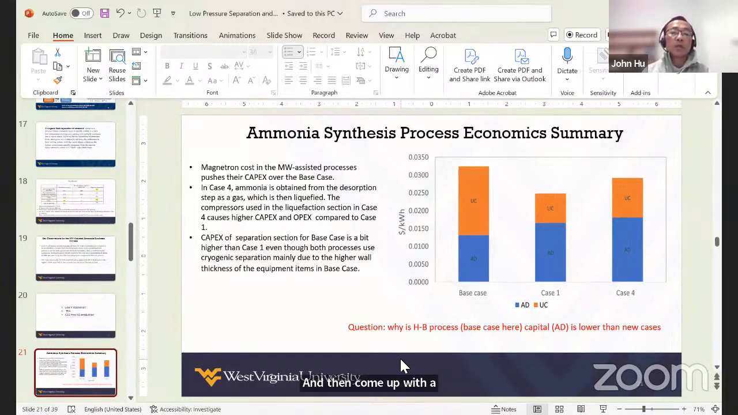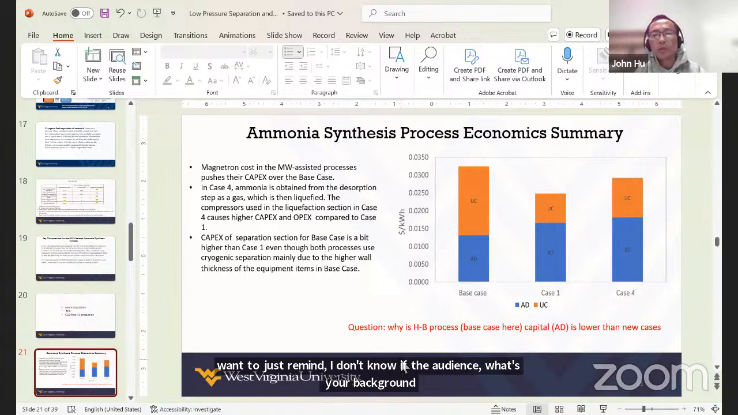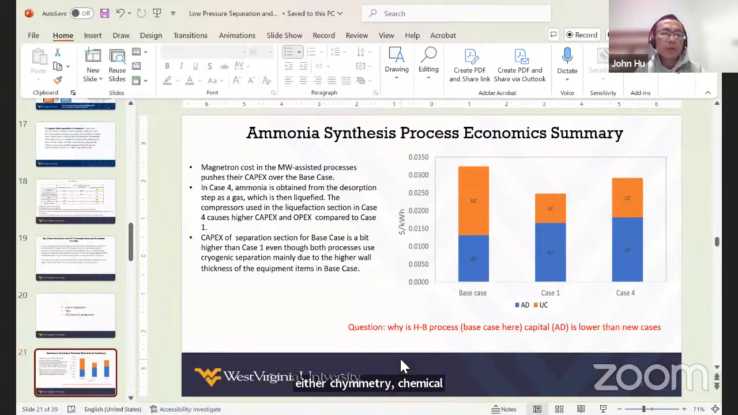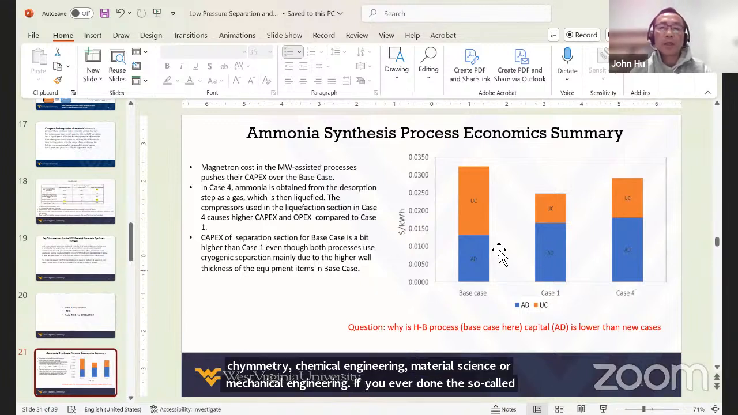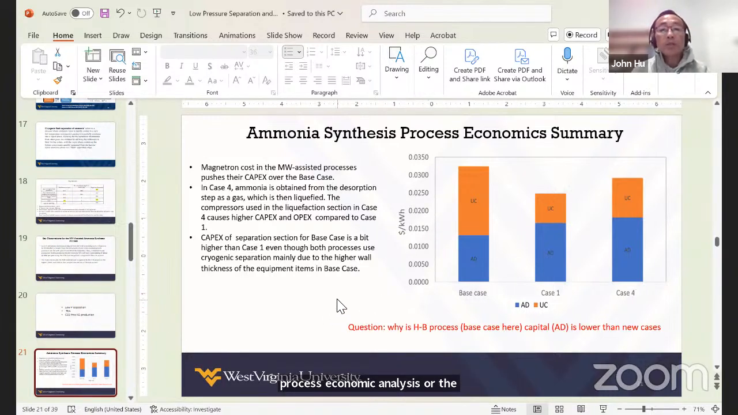I want to just remind, I don't know the audience's background, whether chemistry, chemical engineering, material science, or mechanical engineering. If you have ever done process economic analysis or techno-economic analysis, you need very good data. And if you don't have data, you can build a model. If you feed a model garbage data, you will get a garbage result.